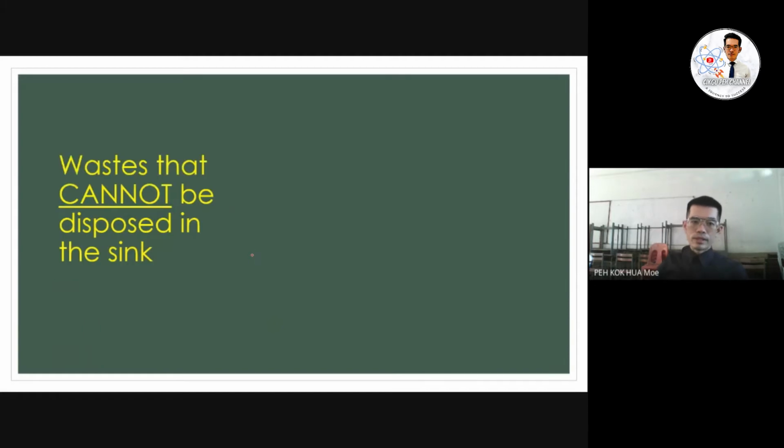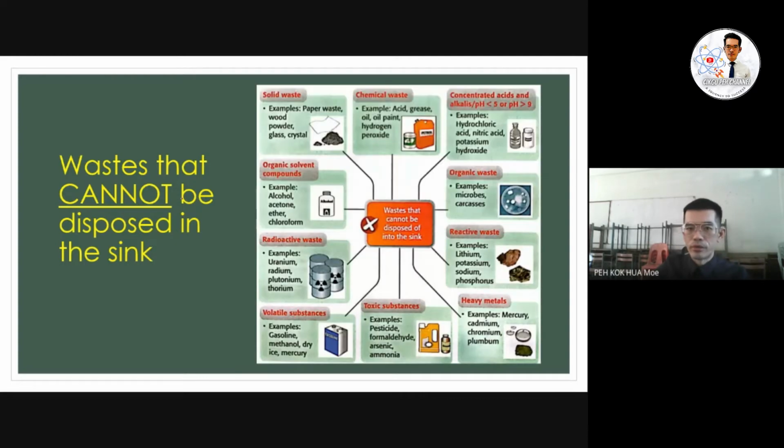Now let us discuss the waste that cannot be disposed in the sink. Here we have a total of 10 chemicals which cannot straight away be disposed into the sink. We have the first, solid waste. For example, here we have paper waste, wood powder, glass, and crystal. The solid waste might block the sink, so you cannot throw solid waste straight away into the sink.